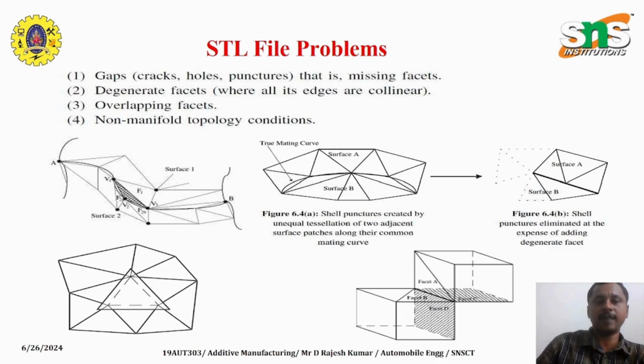These are the common problems that arise in the STL file format. First, gaps, that is cracks, holes, punctures, meaning a missing facet. The second is the degenerate facet, where all the edges are collinear. Next is the overlapping facet and the non-manifold topology condition. So these are the STL file format problems.